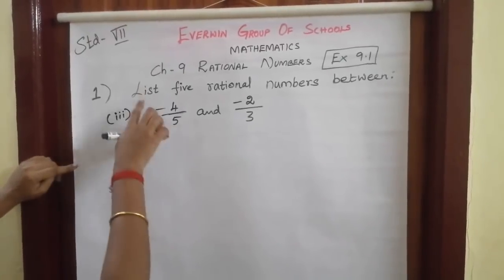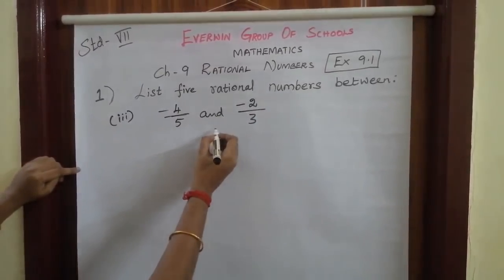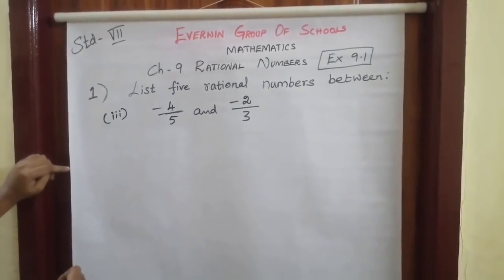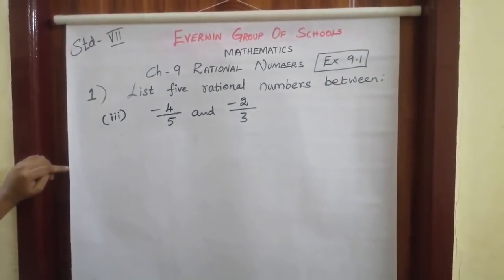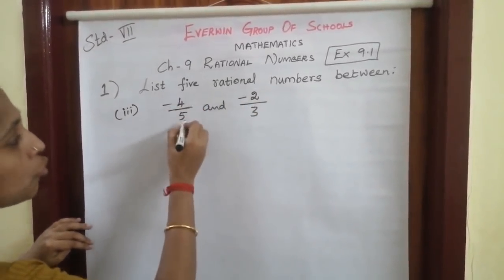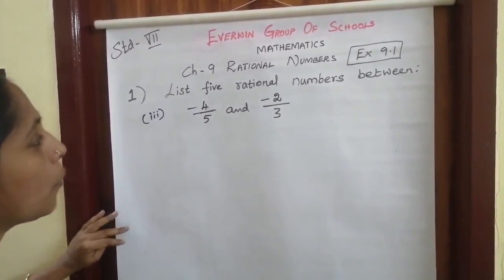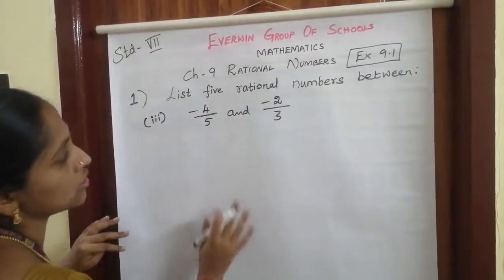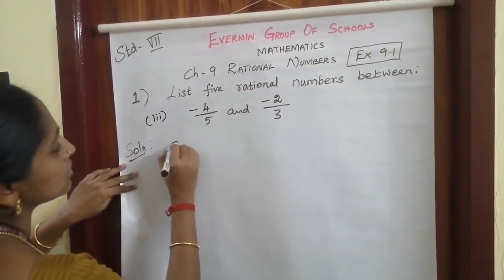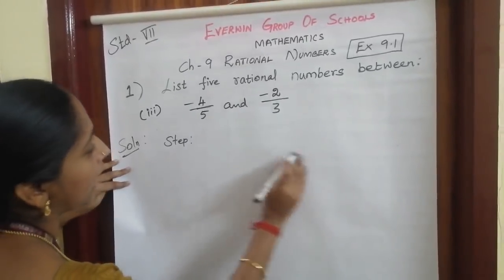Next sum. List 5 rational numbers between minus 4 by 5 and minus 2 by 3. In the previous sum we saw numbers between minus 1 and 0. But here it is in the form of P by Q. Minus 4 by 5, minus 2 by 3. This is already in the form of P by Q. But the denominators are not the same. So the first step, step 1, is we have to make the denominator same by taking LCM.